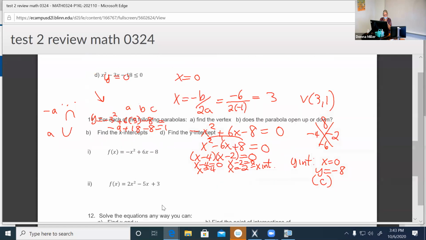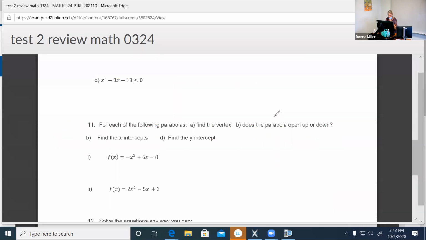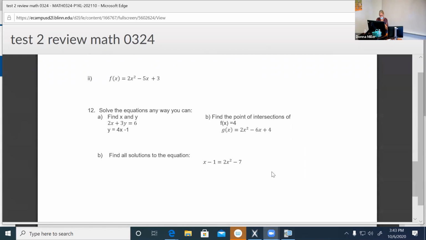All right, so let's talk about quadratics. Now, solutions to find the points of intersection, you can do it by hand, but the best bet's probably for you guys to use the calculator.